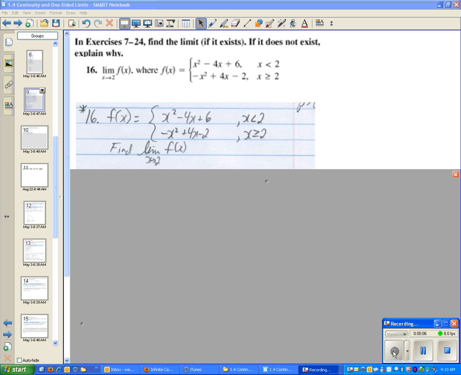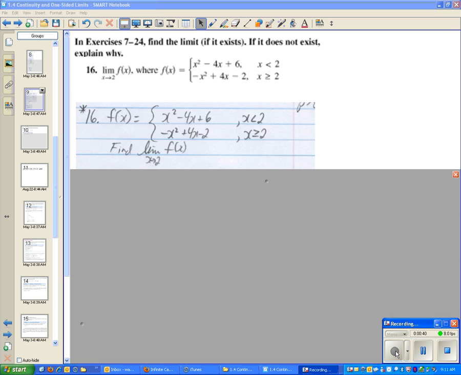Number 16 on page 79. Find the limit if it exists. And then they give us what's called a piecewise defined function. It's defined in pieces. The function equals one equation for a certain interval. It equals a different equation for another interval. And sometimes there's 3 or 4 pieces. This one has 2. We're supposed to find the limit of f of x as x approaches 2.